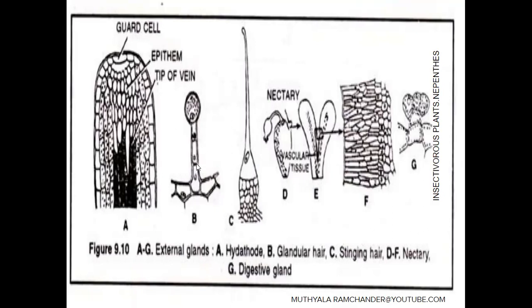When animals come to the surface of these types of plants, the terminal parts of the glandular hairs and stinging hairs are broken. The toxic chemicals spread over the skin of the animal. By these toxic chemicals, the animals show specialized symptoms like itching and swelling of skin areas. So plants are protected by the glandular hairs and stinging hairs.